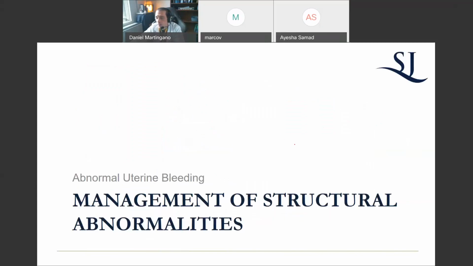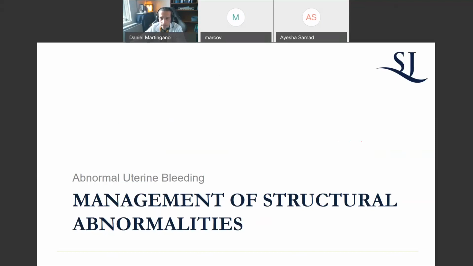Those are the main structural abnormalities that you need to know. And frankly, your first step is to get an ultrasound and see what it shows. That will really direct you. To manage structural abnormalities is, like I mentioned, primarily surgical.